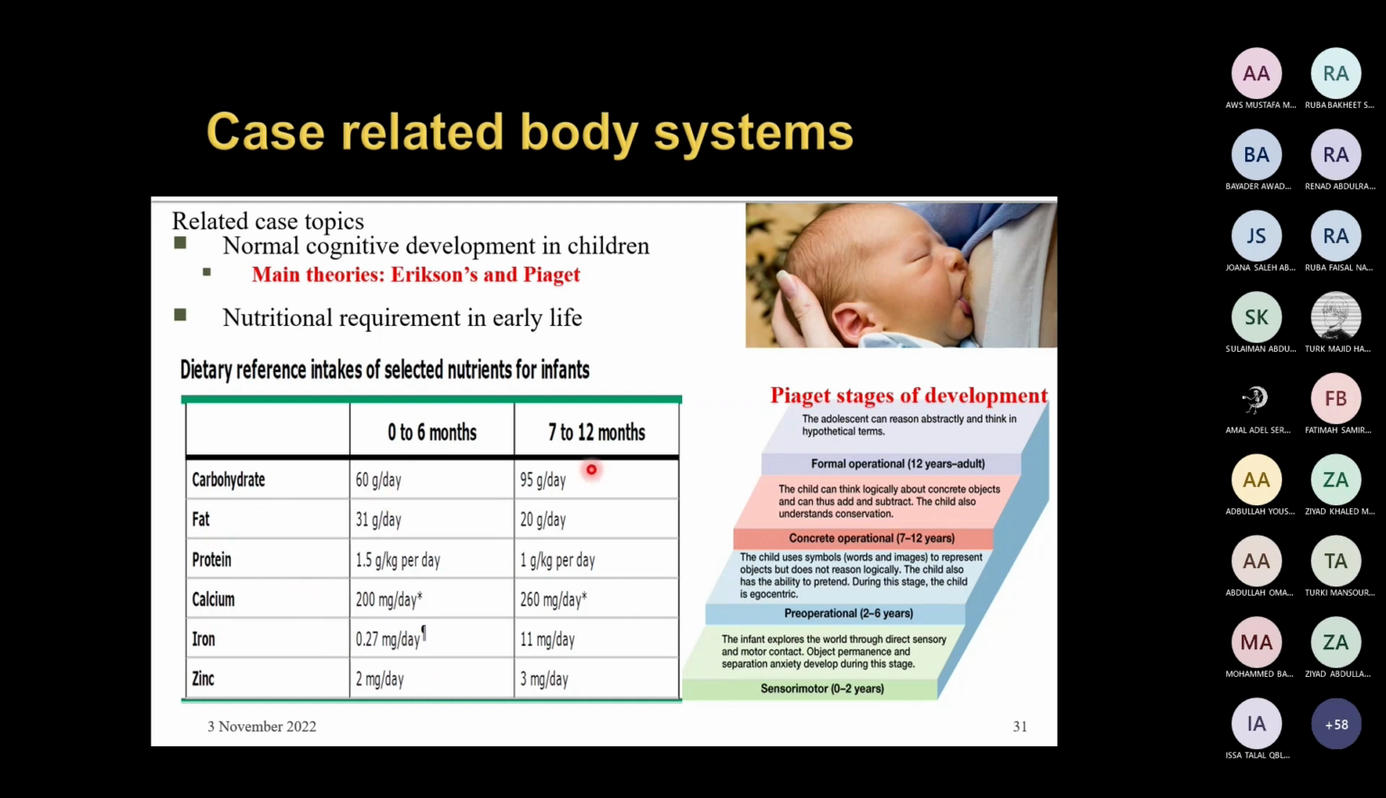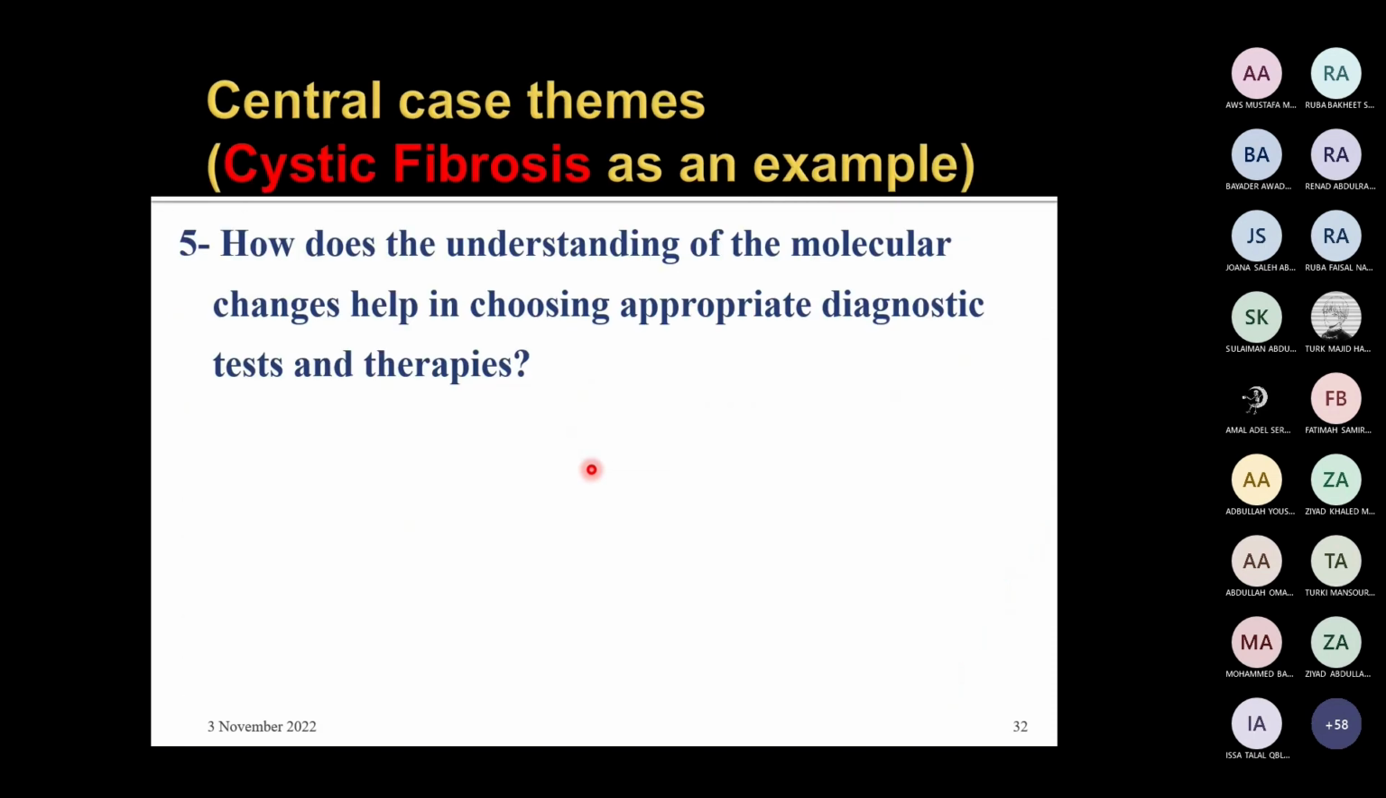All of these are revision of what you should have read this week. Okay, this fifth question is, how does understanding of the molecular changes help you in choosing the appropriate diagnostic test and therapies? If we know that there is a problem that happened that way, how will it help us to diagnose, and what should I test in the patient to diagnose the disease?